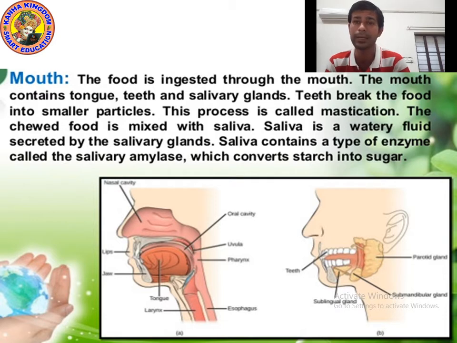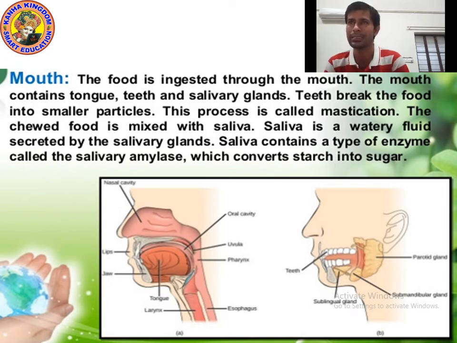It is a kind of juice. It is a chemical actually. Okay, remember, it is a chemical. So it is secreted by an organ. The name of the organ is salivary gland. So saliva is secreted by the salivary gland. And what is present in it? Saliva contains a type of enzyme.